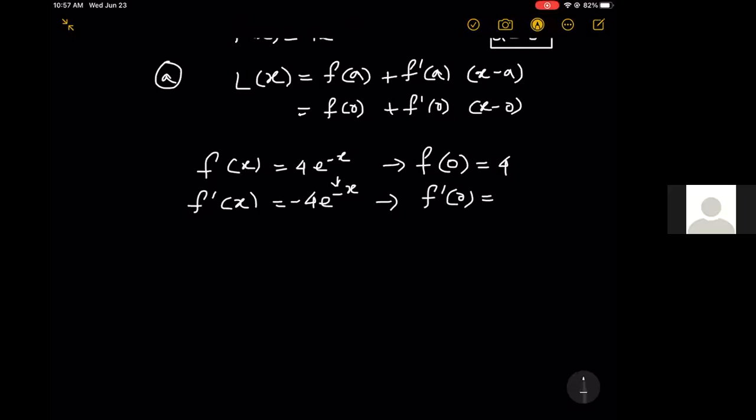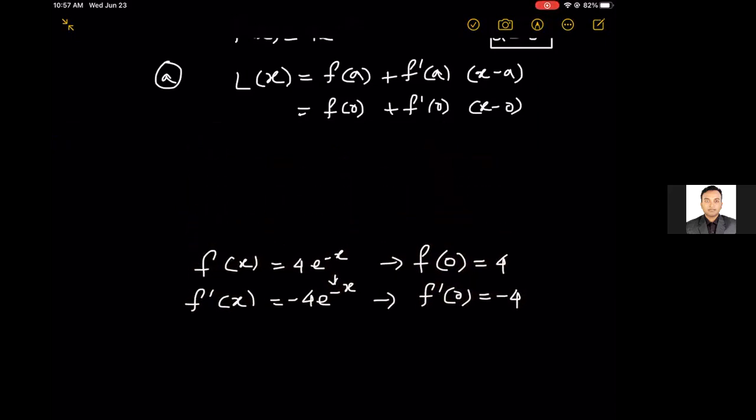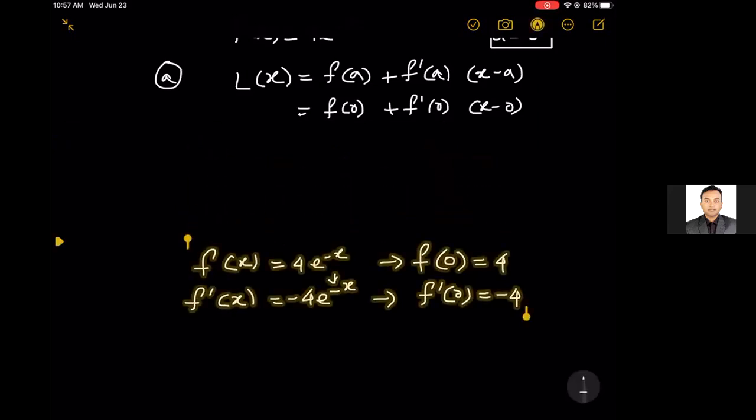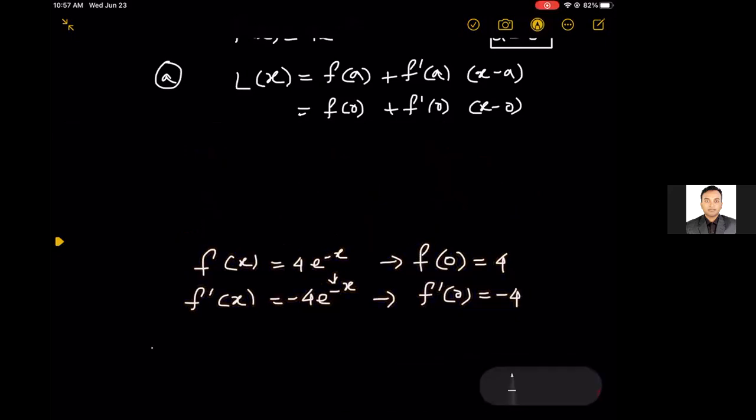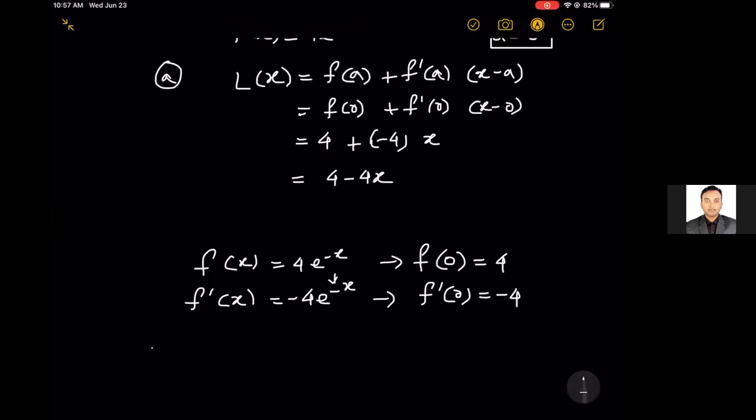Would that be -4? -4, exactly. Okay, now we know the value, so we can replace it. So let me take this slightly below than it was initially. Okay, so we can replace these values. It will be 4, it will be -4 times x. So it would be 4 minus 4x. Right?